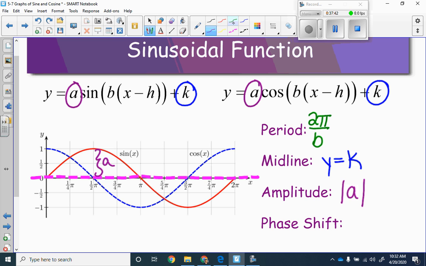And then there is your phase shift, and that's the value of h. So h is going to tell you whether you're going to the right or whether you're going to the left, and that would be your phase shift.